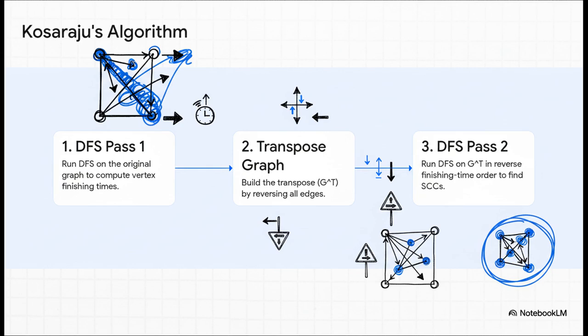So here's the game plan. First, you run a depth-first search, a DFS, on the original graph, and you keep track of the order that each vertex finishes its exploration. Second, you create what's called a transpose graph. By literally reversing the direction of every single edge, you're flipping all the one-way signs. And finally, you run DFS on this new transpose graph, but, and here's the key, you process the vertices in the reverse order of how they finished in step 1. Each tree you find in this second pass is one complete SCC.